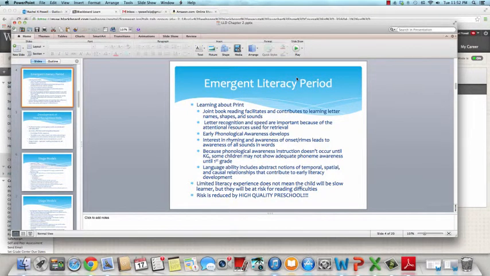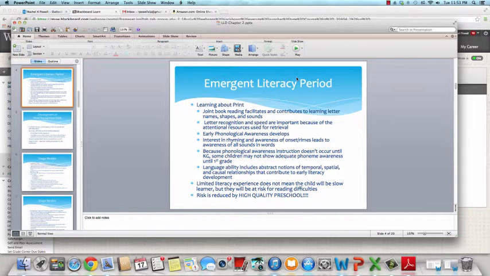So now, the emergent literacy period, learning about print. Even though joint book reading is controversial, we know, like I was saying before, it facilitates and contributes to learning letter names, shapes, and sounds. So just being exposed to it, just seeing it, increases that awareness.